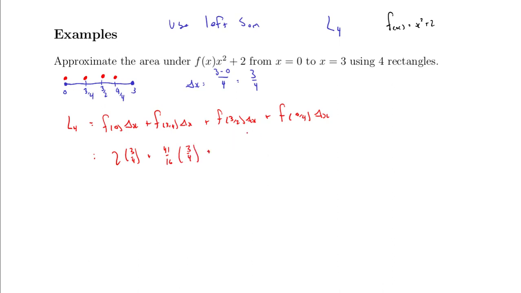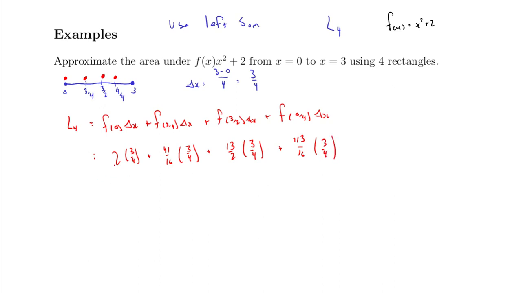This is going to be 9 halves plus 2, so that's 9 halves plus 4 halves, so that's 13 halves times 3/4. And then this one I've already got, but let me do it again. 9/4 squared is 81 over 16 plus 2, so that's going to be plus 32 over 16. So what was that? 81 plus 32 is 113 over 16 or something like that, hopefully.